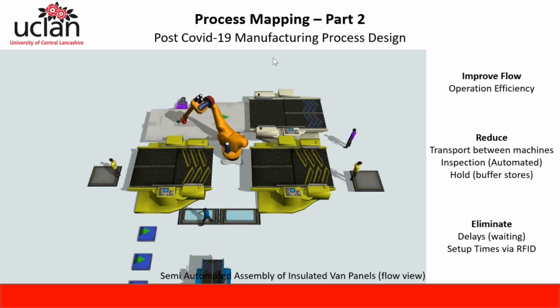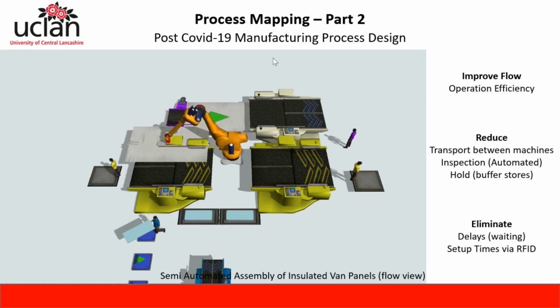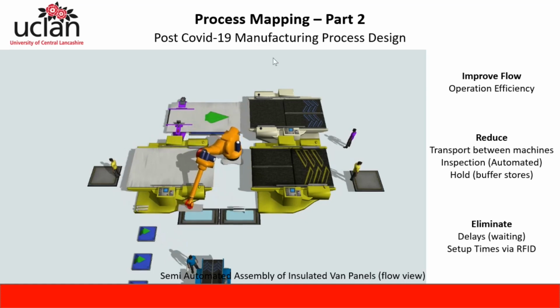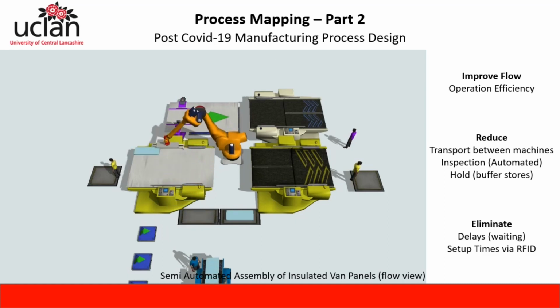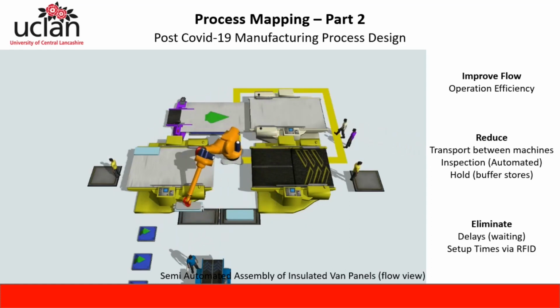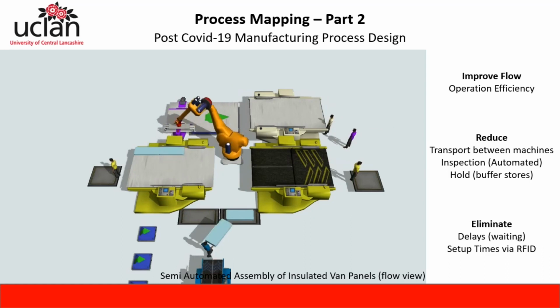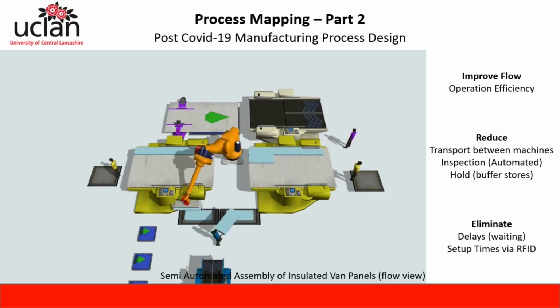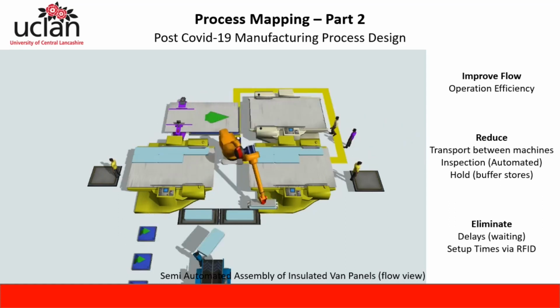As you can see, the human operators are much more sparsely situated and very rarely come into contact or break the 2-metre social distancing rule. So we've actually achieved an improvement of flow on the operation efficiency. We've managed to reduce the transport times between machines and inspection, which is now automated. The buffer stores are also more adequately positioned, and we've eliminated a lot of the waiting time or delays within the process.